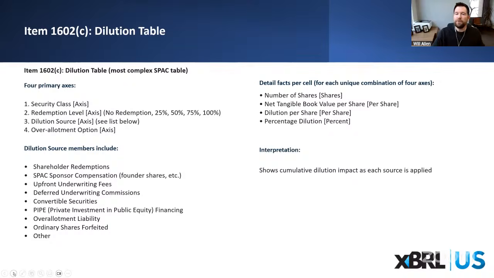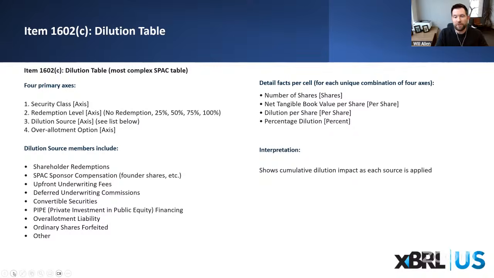So now we get into the dilution table, 1602C. So the dilution table is probably the most mathematically complex table in the SPAC offering. It's essentially a 4-dimensional matrix. It breaks out how various economic factors, so sponsor compensation, redemptions, underwriting fees, PIPE investments, might affect the net tangible book value on a per share basis across different redemption scenarios. So there's a lot there.